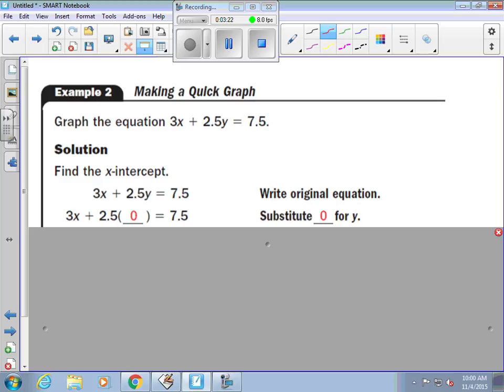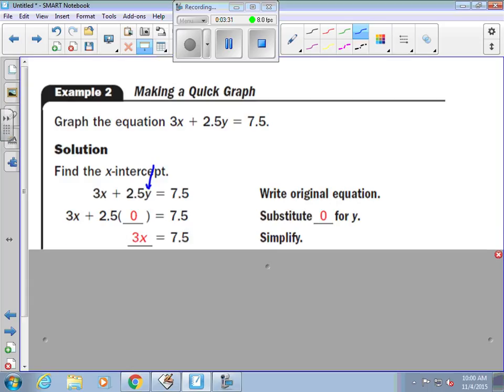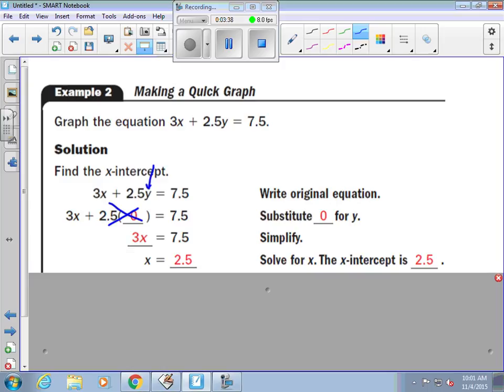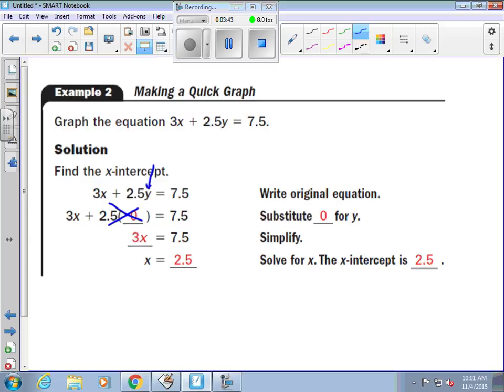So to find the x-intercept, we're plugging in 0 in place of y. So 2.5 times 0 is 0. What we're left with, this part is gone. 3x is equal to 7.5. When you divide by 3 on both sides, your x-intercept is 2.5. On a graph, this is x. If this is 1, this is 2, and this is 3, it's crossing through at 2.5. We'll get to that part in just a second.